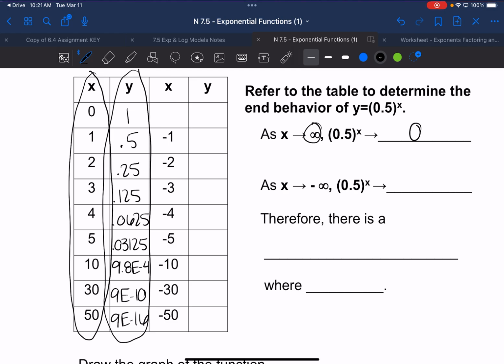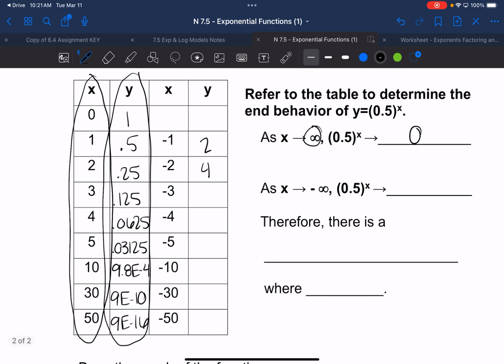So when x is -1, what's our y value? 2. What about -2? 4. Okay. And then we get 8. 16. Very good. All right.